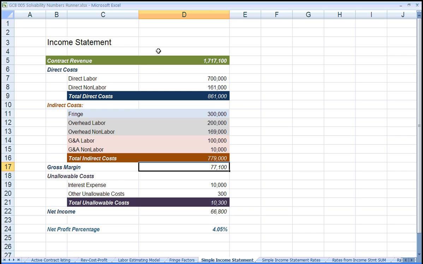The last group of costs on the income statement are listed as unallowable costs. This doesn't mean we're not allowed to spend this money. It just means that when we create proposals for government work, these costs should not be included when calculating the bid rates.